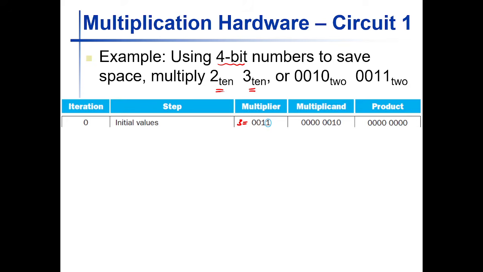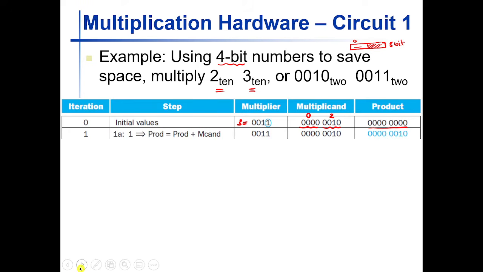Here we have 4 bits, so we're going to have the multiplicand register be 8 bits. We're going to put the multiplicand here, and this will be just zeros. That's what's going to happen here. This is the 2, and this is the zeros that we mentioned. And the product initially is just zeros.